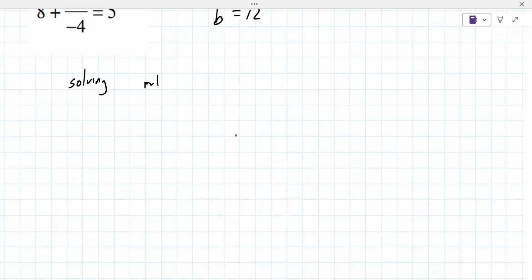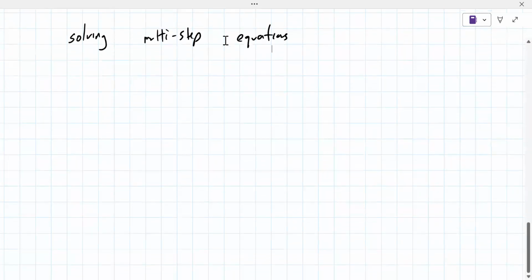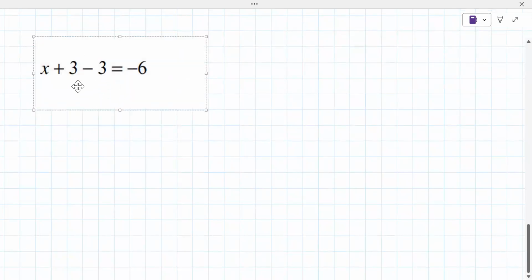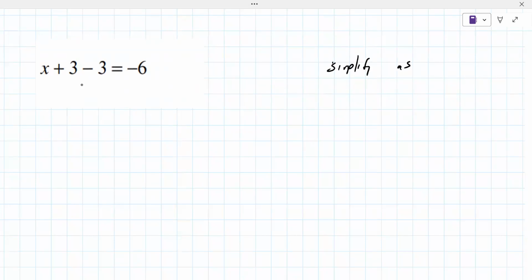Now we're going to solve multi-step equations. And if you can't figure out by the name, that means there are multiple steps, right? There's more than one step here. So to do these, let me pick out a pretty basic one here. You typically try to figure out, is the variable on one side or on both sides? In this problem, it's on just the left side. And you try to simplify as much as possible before solving.